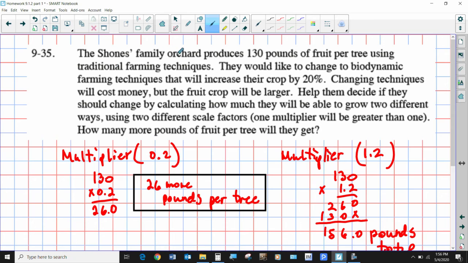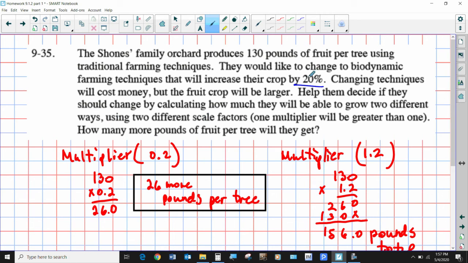All right, the Shones family orchard produces 130 pounds of fruit per tree using traditional farming techniques. They would like to change to a biodynamic farming technique that will increase their yield by 20%. Changing techniques will cost money, but the fruit crop will be larger. Help them decide if they should change by calculating how much they will be able to grow 2 different ways, using 2 different multipliers or scale factors.